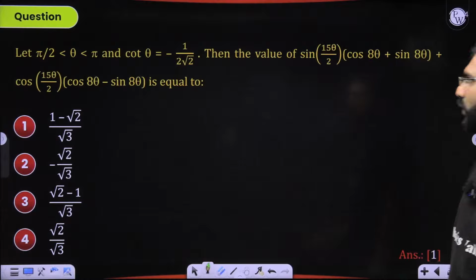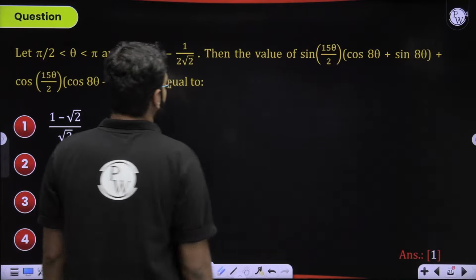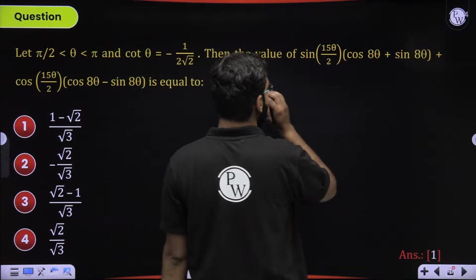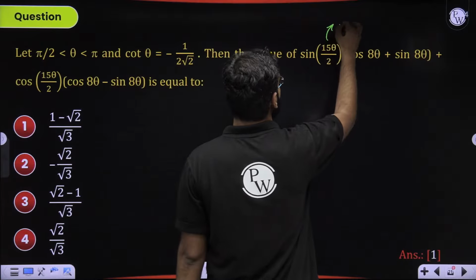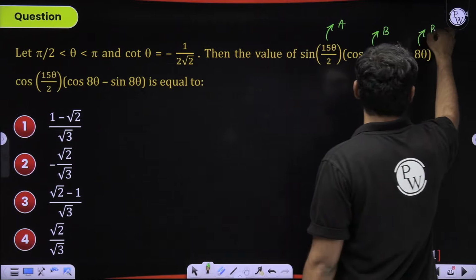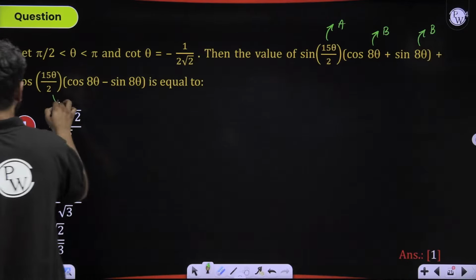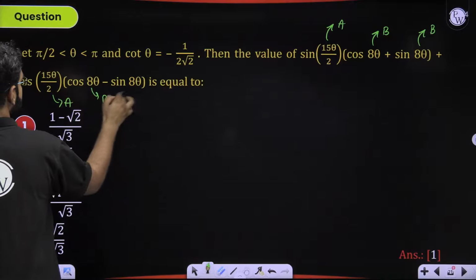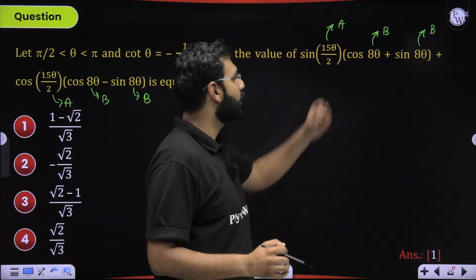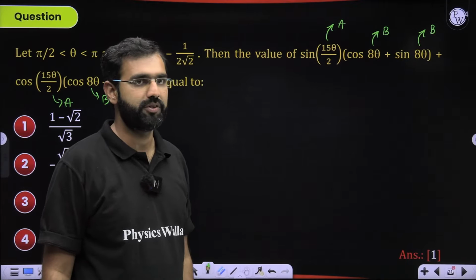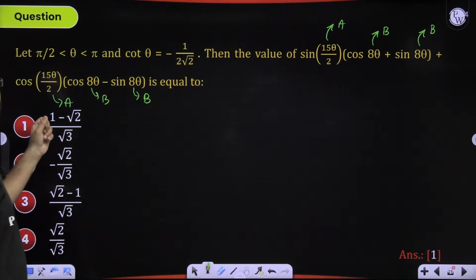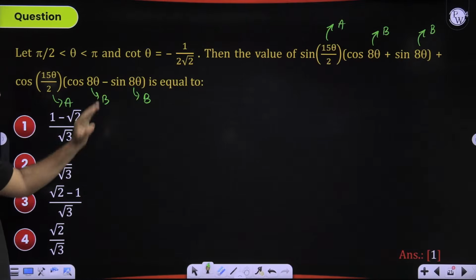This is one of the interesting questions from Trigo. The value of this, please pay attention to this. For a while, this 15 theta by 2 I'm taking as A, 8 theta I'm taking as B. So this 8 theta is B, this I'm writing as A, this is B, and this is B. I'm deliberately doing it. So this is sin A cos B. Thank you so much, Deepak Bharadwaj. This is sin A cos B. And here I am having cos A sin B, but with minus.